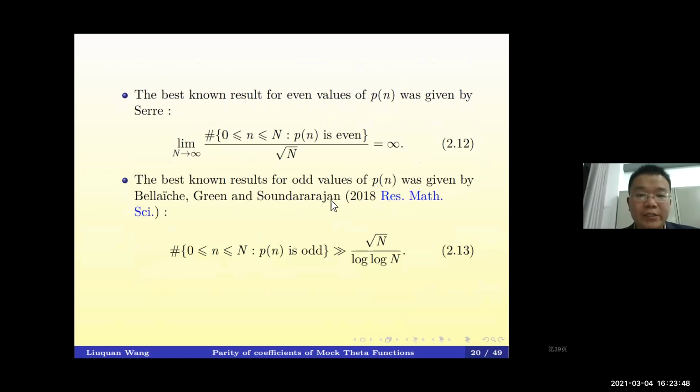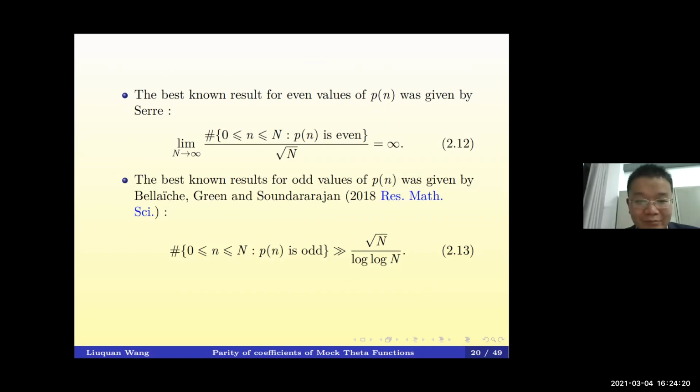So far, the best known result for even values of p(n) was given by Serre at the end of last century. He showed, by using the theory of modular forms, that the number of even values of p(n) grows faster than the square root of n. His proof is actually very short and easy to follow, but it is very mysterious why this record has not been broken.